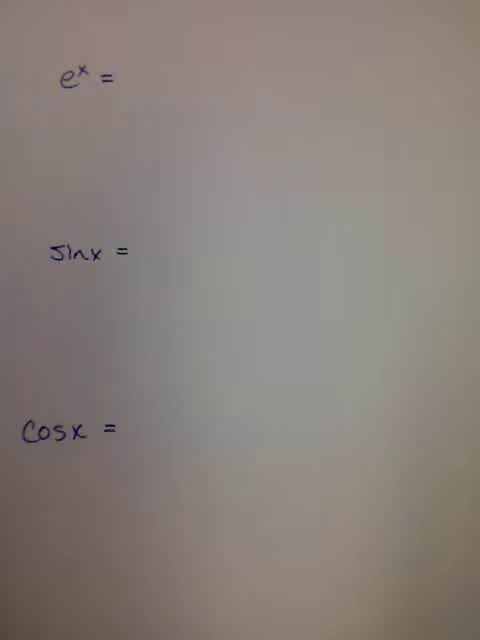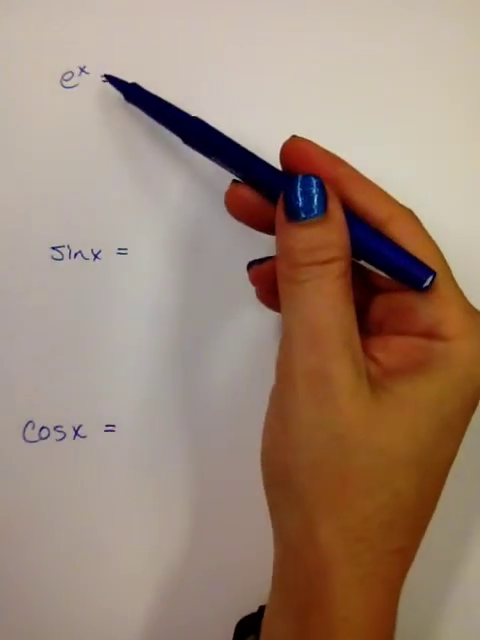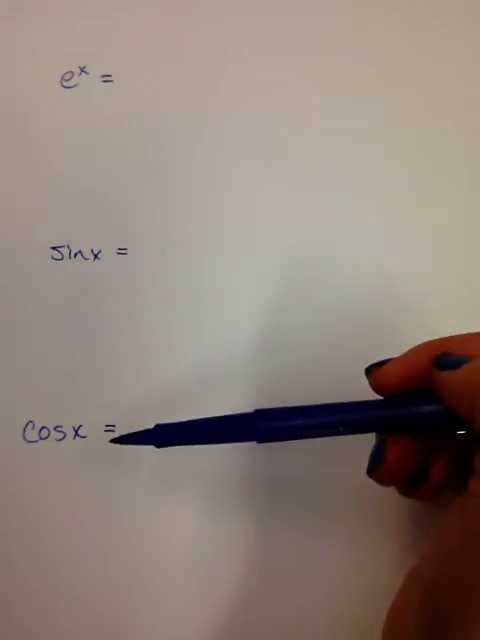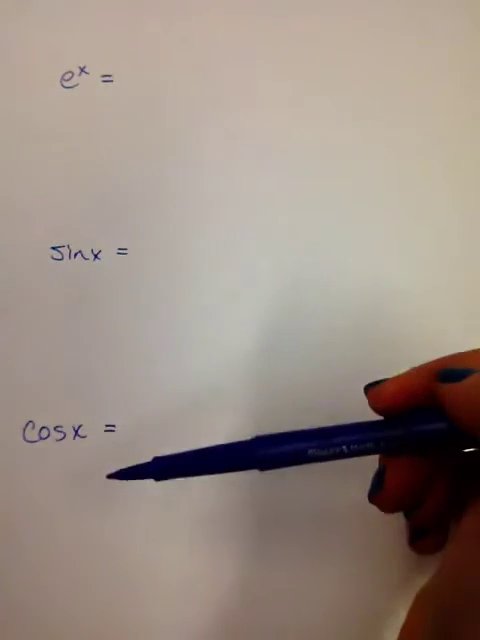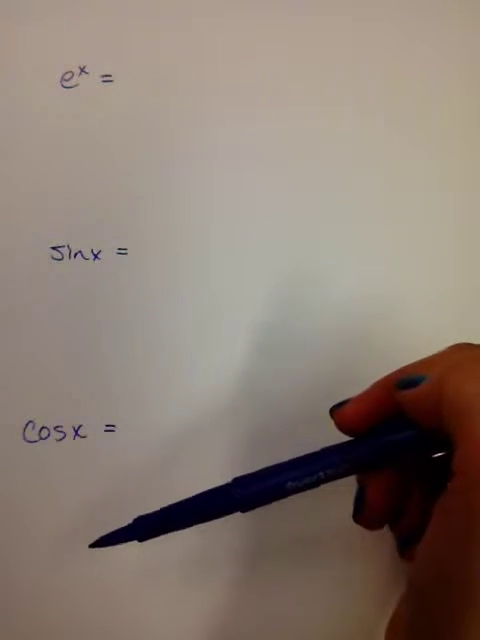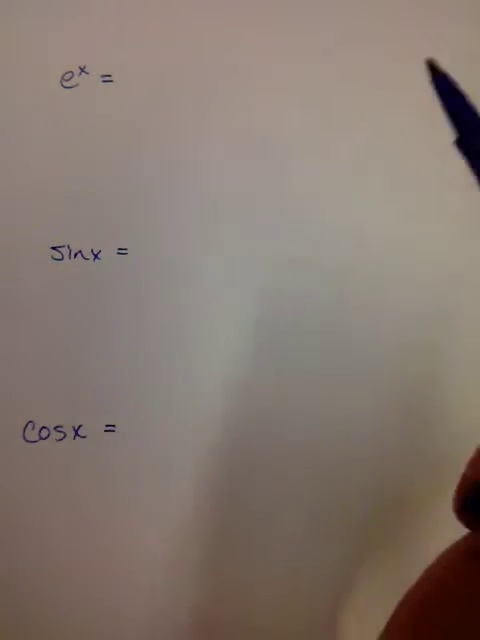For this class, you're expected to know three Maclaurin series. Maclaurin meaning they're centered at 0. You need to know e to the x, sine x, and cosine x. All three of these converge from negative infinity to infinity, so they're incredibly useful in that sense.